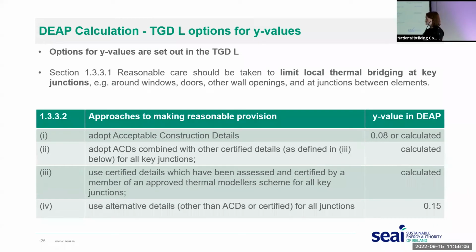The options for Y values are set out in the technical guidance document. And Simon went through this morning, but there's three options. One is 0.08, where you've adopted the ACDs, or you can calculate it if you have SEAI values for all of the junctions, or you can use a 0.15 if you're using alternative details.